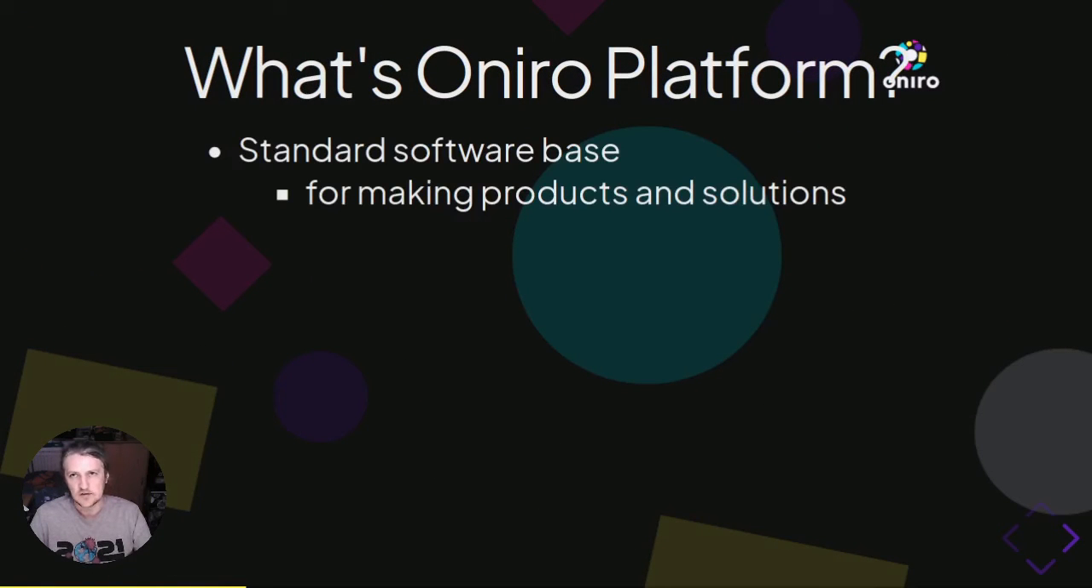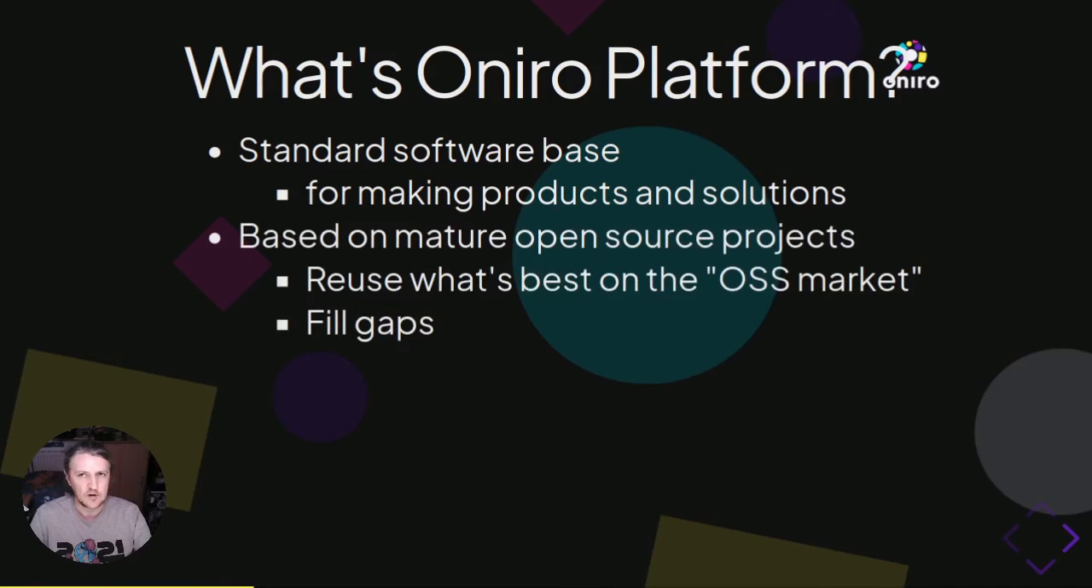What's inside the Oniro platform? Well, it's a standard software base for making products and solutions. This means we are not reinventing everything from scratch. We are based on mature open source projects. If they're not yet mature enough, we'll try to improve them to achieve the required quality, and we try to identify existing components that are available in the community and fill the gap if there is some feature missing, and then we integrate back into Oniro. That's quite a common approach in open source software.